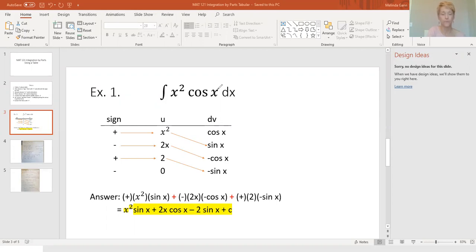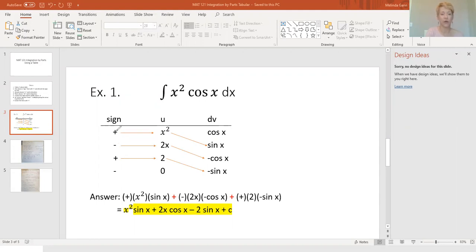Okay, just like before, you've got a sign, a u, and a dv. Now remember what I told you about the sign column. You always start with plus, and then you alternate. Plus on the first row, minus on the second row, plus, minus, until you finish making your table. So you let u be your x squared, and you're going to take the derivative of all these, and dv is the part that's left. Now, dv is really cosine x dx, but when you're doing tabular, we don't write down the dx part.